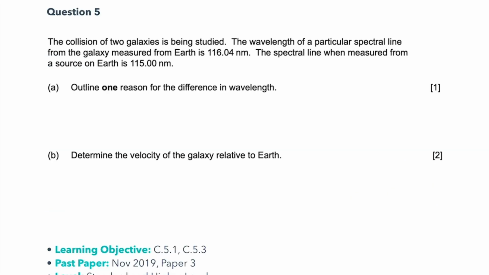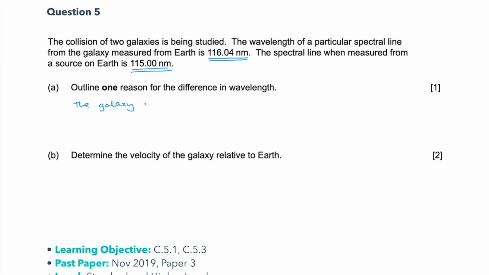Question 5. The collision of two galaxies is being studied. The wavelength of a particular spectral line from the galaxy, measured from Earth, is 116.04 nanometers. The spectral line when measured from a source on Earth is 115 nanometers. A. Outline one reason for the difference in wavelength. And that's exactly the same answer as we've just mentioned above.